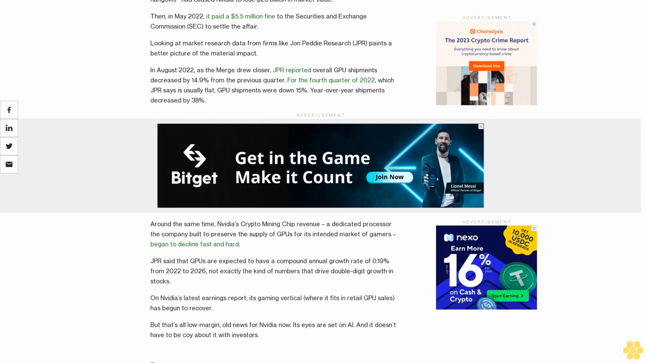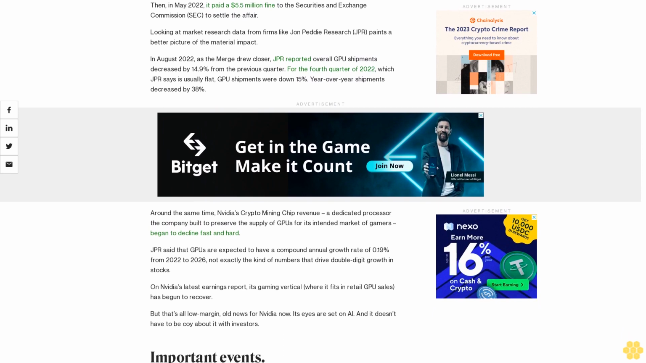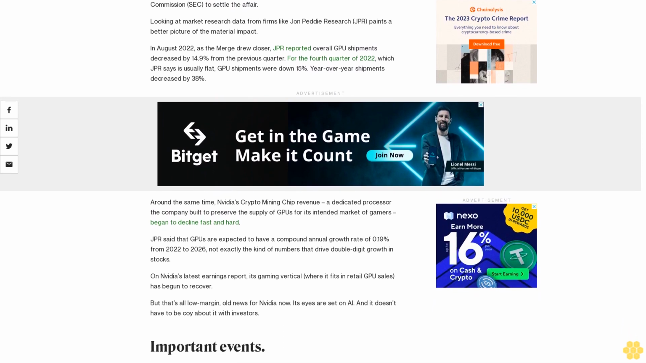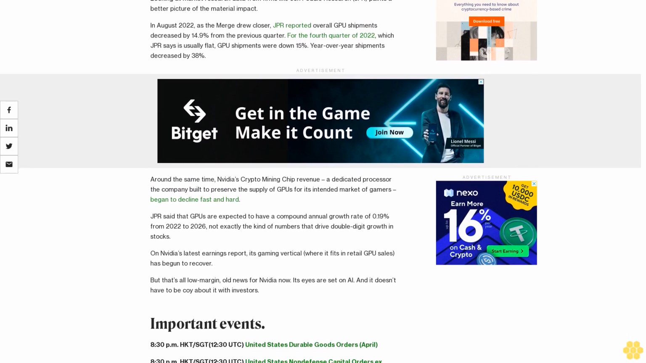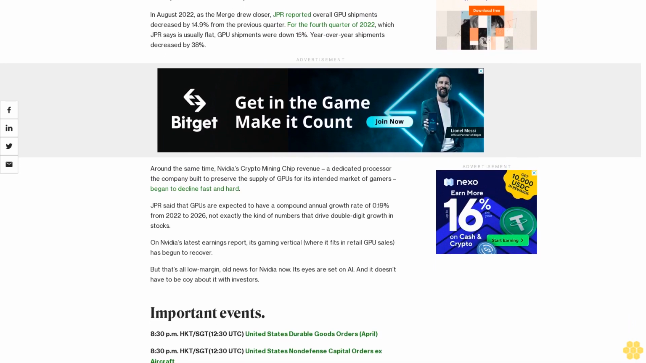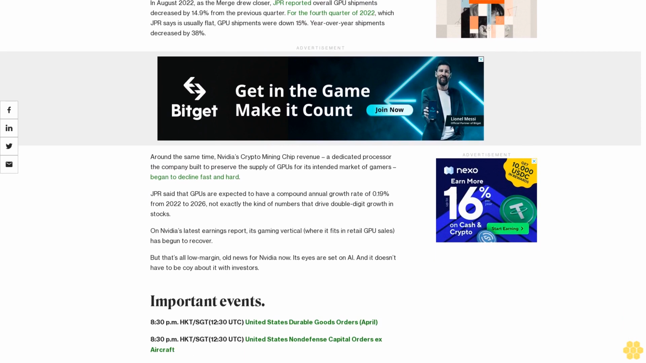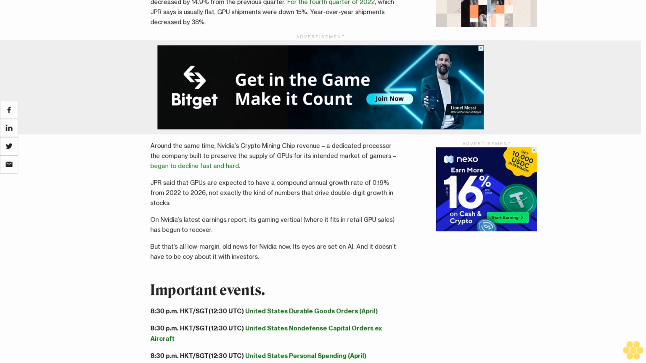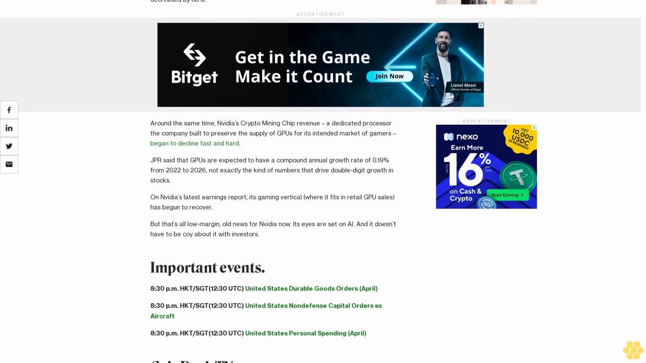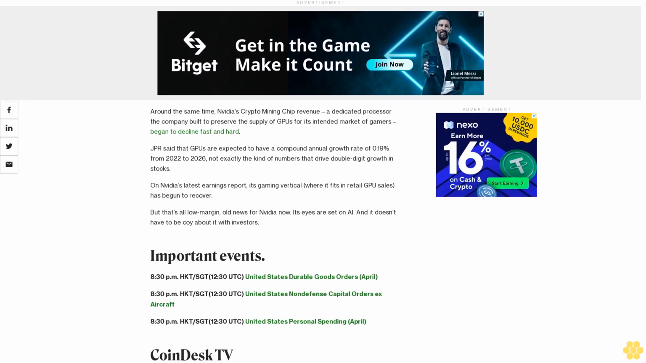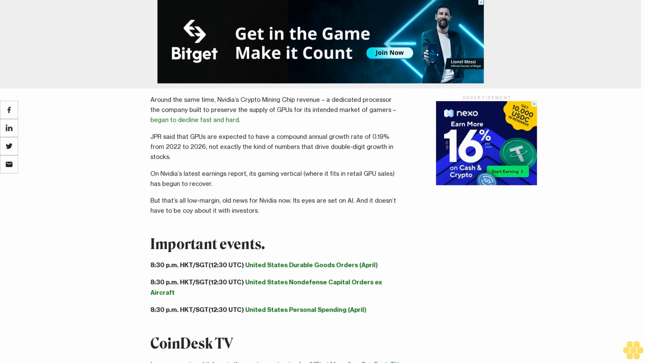JPR said that GPUs are expected to have a compound annual growth rate of 0.19% from 2022 to 2026, not exactly the kind of numbers that drive double-digit growth in stocks. On Nvidia's latest earnings report, its gaming vertical, where it fits in retail GPU sales, has begun to recover. But that's all low margin, old news for Nvidia now. Its eyes are set on AI, and it doesn't have to be coy about it with investors.